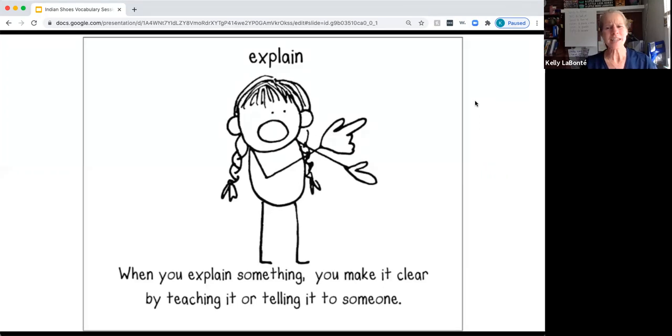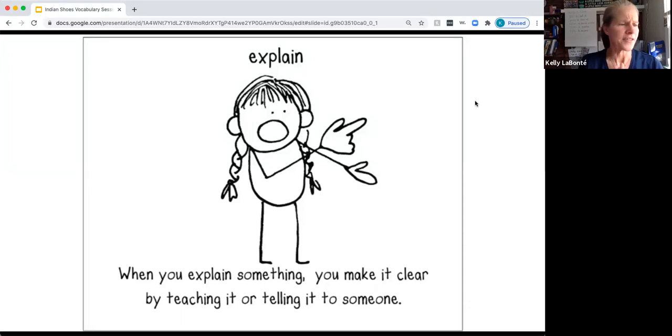Explain. Explain is that word that when you explain something, you make it clear by teaching it or telling it to someone. So readers, let's think right now about the word explain in Indian Shoes. Jonah explains that his wife will be wearing the same wedding ring that belonged to his grandmother. He's really trying to get them to understand by telling them what his future wife will be doing. Telling more, saying more.